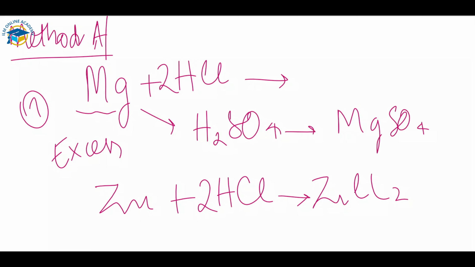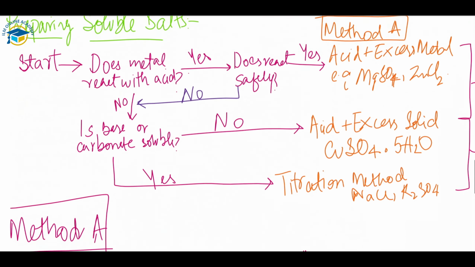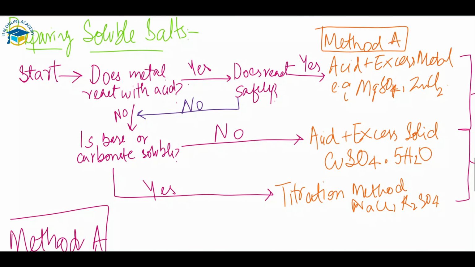After that, followed by the filtration, you can filter out the crystals, and then the crystals are dried, or by evaporation or by crystallization, then you can have the dry crystals of the salt that is being prepared by this method. So you can prepare the salts by this one. Next, we'll move towards the method of using the acid with the excess solid, and also the titration method.